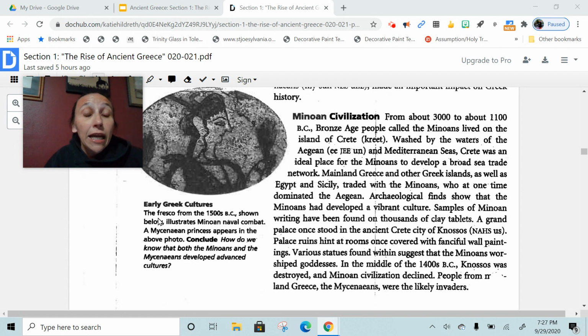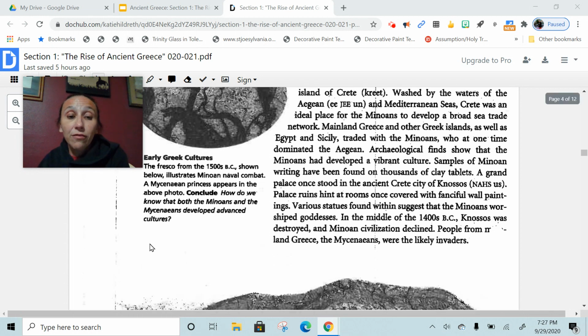Samples of the Minoan writing have been found on thousands of clay tablets. A grand palace stood in one ancient Crete city, Knossos. Palace ruins hint at rooms once covered with fanciful wall paintings. Various statues found within suggest that the Minoans worshipped goddesses. In the middle of the 1400s BC, Knossos was destroyed and the Minoan civilization declined. People from mainland Greece, the Mycenaeans, were likely the invaders.